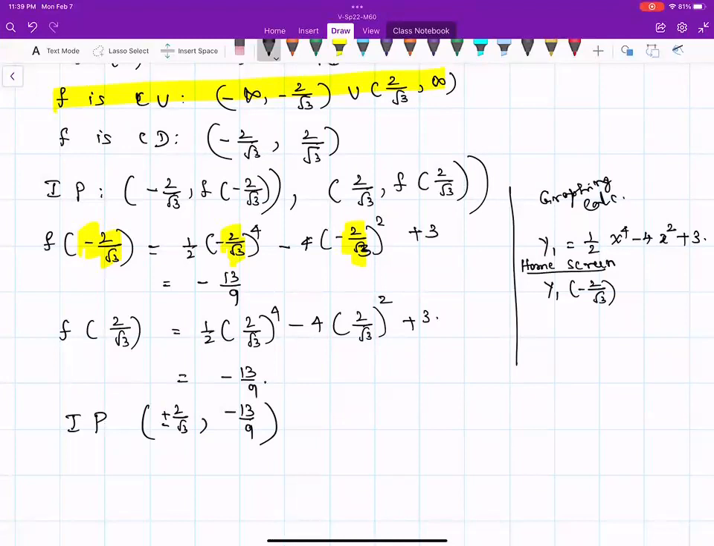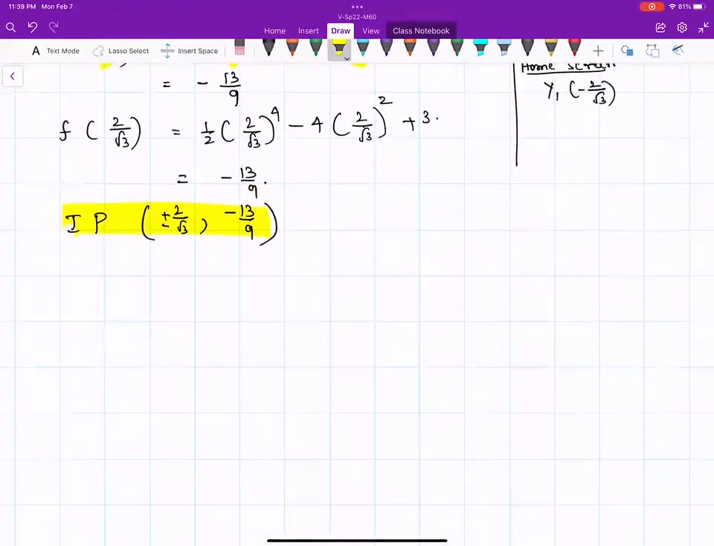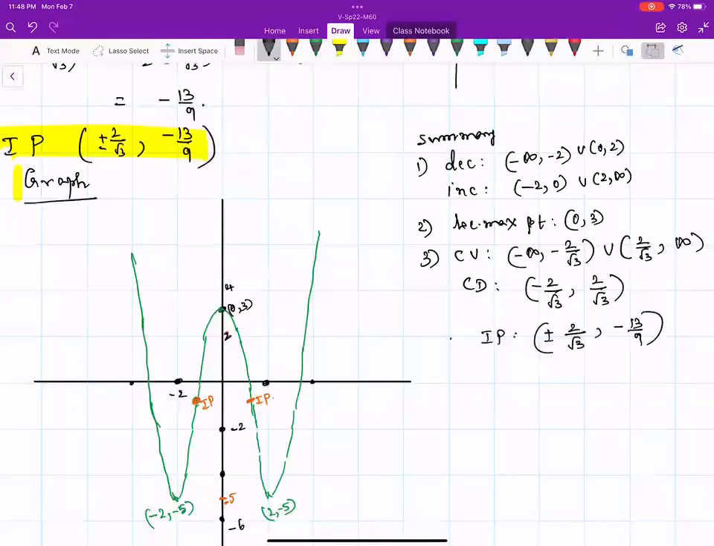So thus we have done all parts except the graphing part. Now we will take care of the graphing part by using all the information. So from what we have seen so far from parts A, B, and C, the graph is decreasing on the interval negative infinity to negative 2, union 0 to 2, and increasing on the interval -2 to 0, union 2 through infinity.